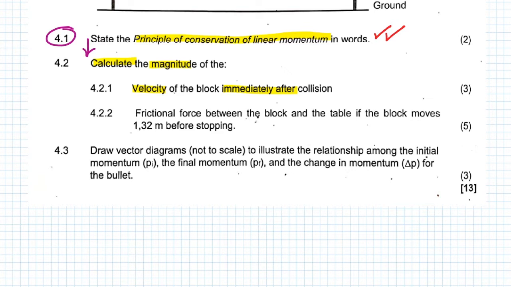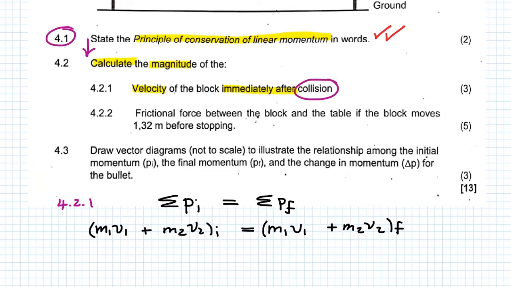So for question 4.2.1, since we're dealing with a collision, we're going to be making use of this principle of conservation of linear momentum. Remember that this principle deals with 2 objects. So we say the sum of the initial momentum of object 1 and object 2 is going to be equal to the sum of the final momentum of object 1 and object 2. So we can now plug into this formula the values that we know.